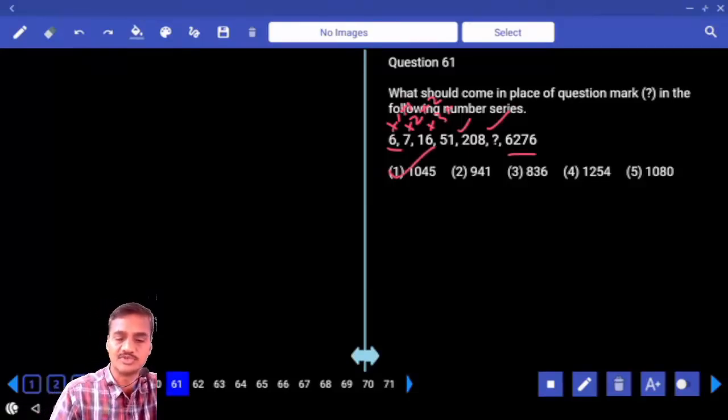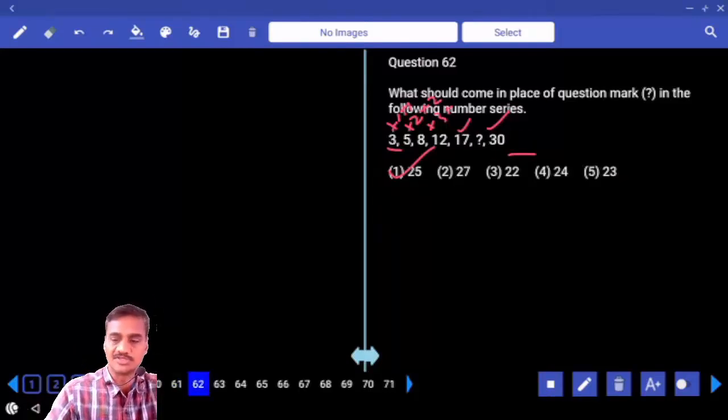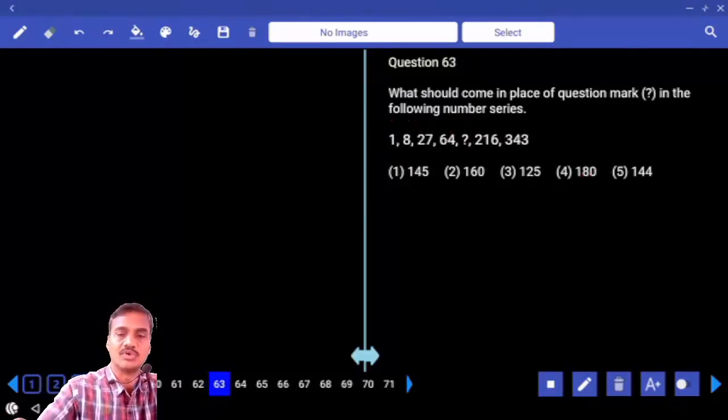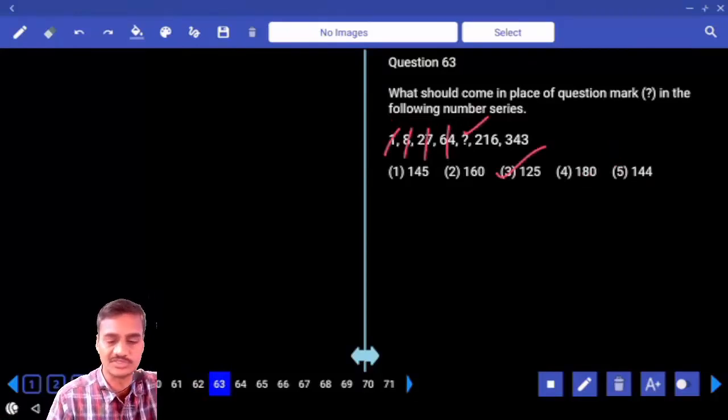Then 62: 3 plus 2, 5, and 5 plus 3, 8, 8 plus 4 and so on. The differences between the numbers are consecutive numbers 2, 3, 4, 5, 6, so 23, choice 5. And 63: 1 cube, 2 cube, 3 cube, 4 cube, 5 cube. 5 cube is 125, choice 3.